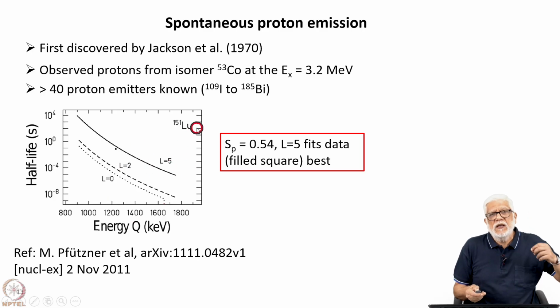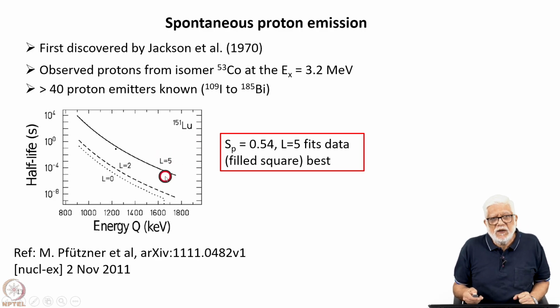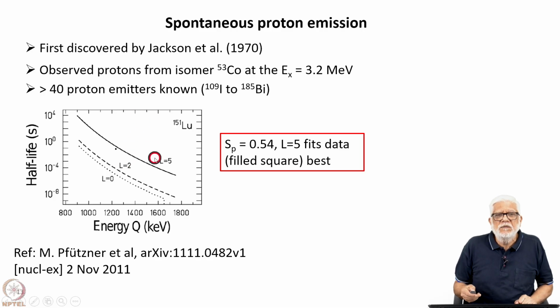So, if you want a long-lived proton emitter, which makes for better experiments, then there had better also be an L barrier. The proton has a Coulomb barrier which is half that of the alpha for the same nucleus, Z equal to 1 versus Z equal to 2 for the alpha. But if it has to survive for some time and enable you to detect it cleanly, an L barrier also helps, and this is a nice case where L equal to 5 fits the data best. This is the reference given here.